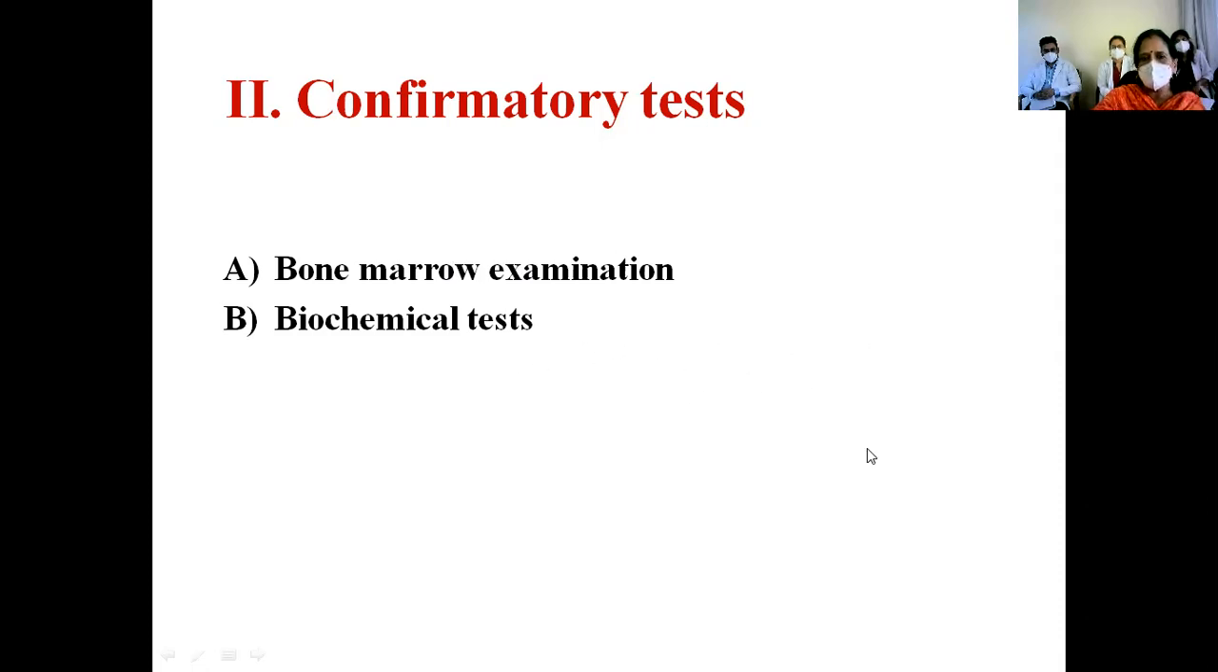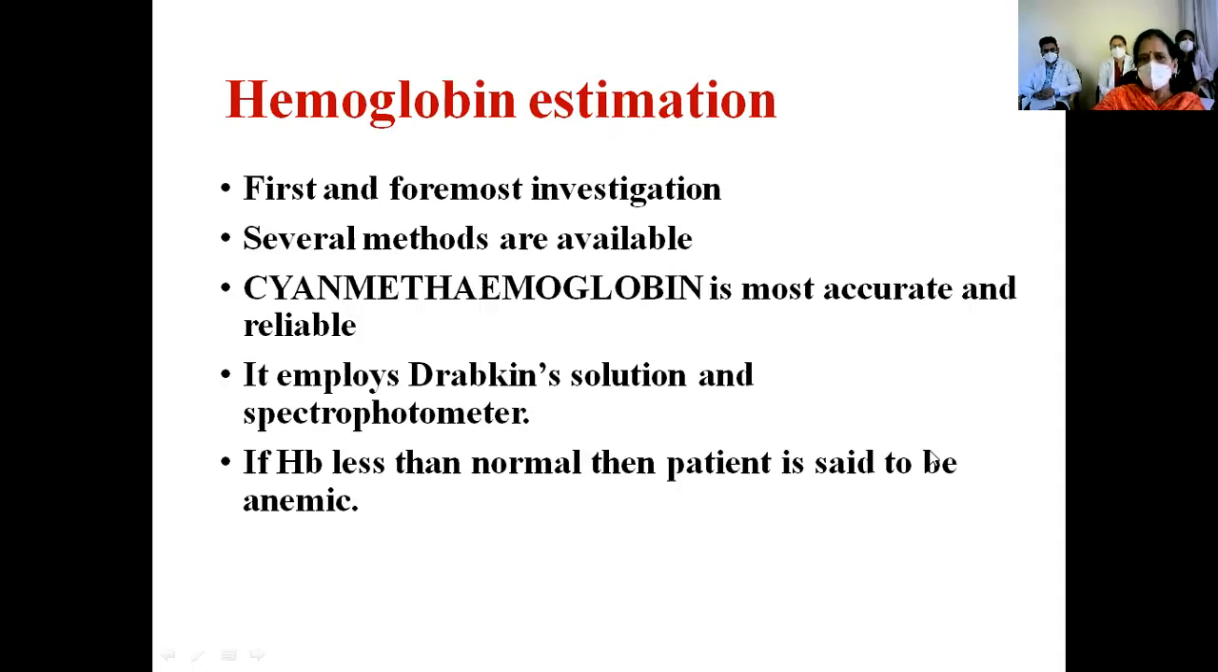Then further biochemical tests. Okay. So hemoglobin estimation, the first and the foremost. I won't talk much about it because you have all learned about it in physiology. But here, who has written? Yeah, Nandini has written. Cyanmethemoglobin is the most accurate. Yeah, better than all the other methodologies. Yes. Now we have automated instruments which give us the hemoglobin value.